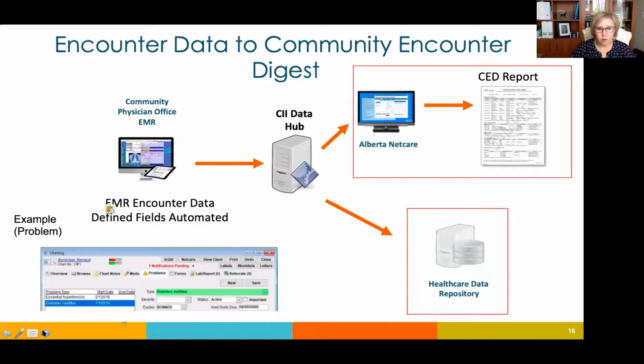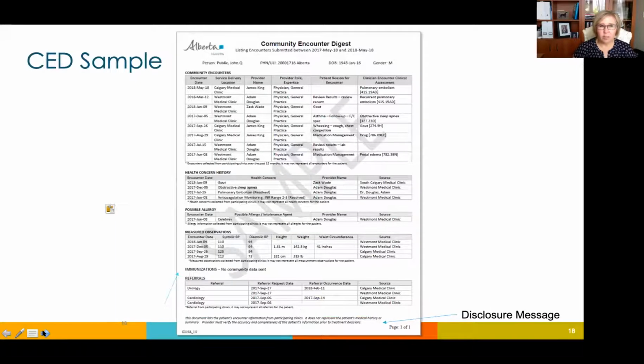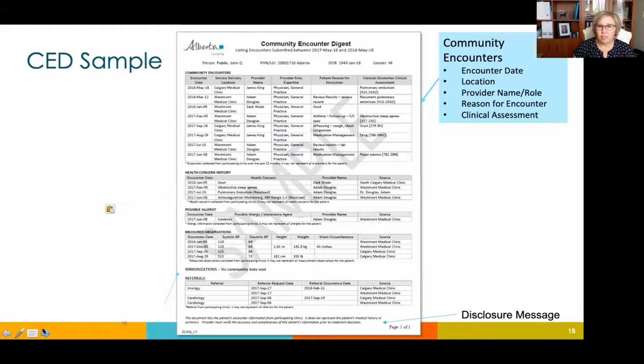The first one is simply encounters, and this is where it's really important that physician participants understand that it takes from dedicated data fields and moves it to Alberta Netcare, copying it to the Healthcare Data Repository. It sits in a new folder in Netcare called Community Reports, and actually after Go Live Day, we do ask every clinic to look in here for the community encounter digest that the clinic saw on the very first day they were enabled.